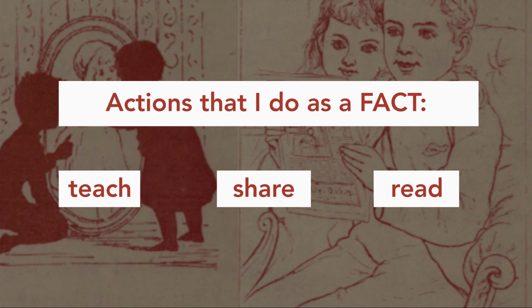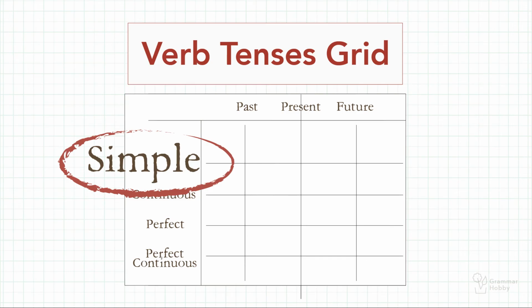Now, let's move on to the things that I do as a fact. As a teacher, I teach. I also share knowledge. And most importantly, as your teacher, I read. These are all facts about me. And all facts in verb tenses are called the simple forms.